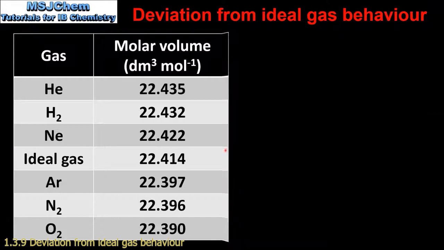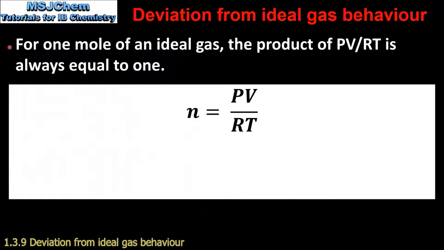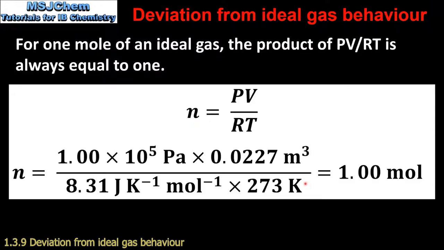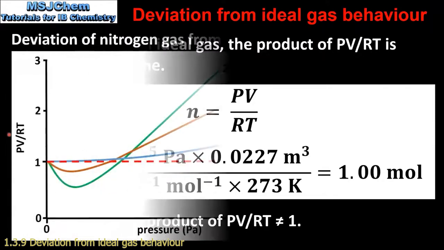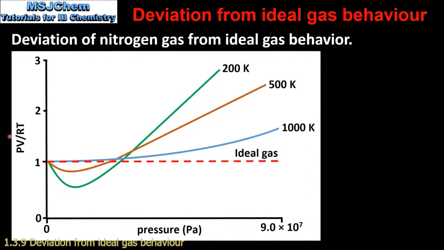For 1 mole of an ideal gas, the product of PV over RT is always equal to 1. Here we have the ideal gas equation that's been rearranged to solve for n, which is amount in moles. If we substitute in the values for the pressure and temperature at STP, we get a value of 1 mole. As we'll see in the next slide, for real gases, the product of PV over RT is not equal to 1.